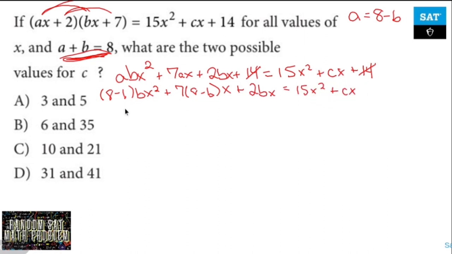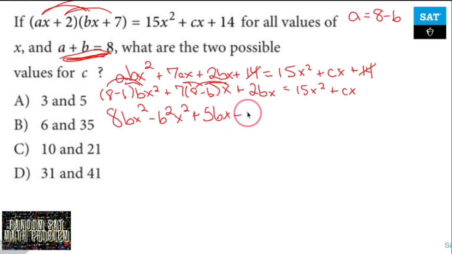that equals 15x squared plus cx. So again, I'm about to show you what I did, and it's not the best way ever maybe, but I don't know, it worked for me. Let's distribute. So I have 8 times bx squared, so that's 8bx squared. I have negative b times bx squared, so that's minus b squared x squared. Okay. I have 7 times 8 and x times 8 because I have this weird double distributive property looking thing going on right here. So 7 times 8 is 56 times x. And then I have 7 times negative b times x is going to be minus 7bx.